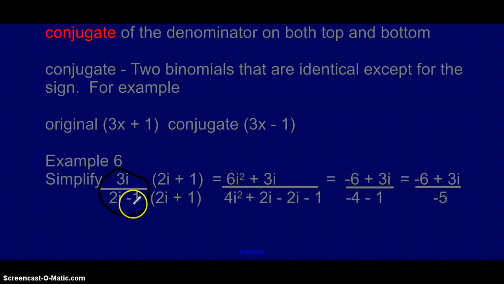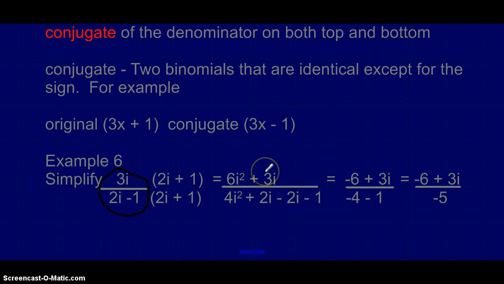So the bottom was 2i minus 1. So in order to change it, I'm going to multiply the top and bottom by the conjugate of 2i minus 1, which is 2i plus 1. Now, if you look here, I've gone ahead and multiplied that out. 2i times 2i is 4i squared. 2i times 1 is 2i. Negative 1 times 2i is negative 2i. And negative 1 times 1 is negative 1. Now on the top, I multiplied 3i times 2i, giving me 6i squared, and 3i times 1, which is 3i. I just distributed the 3i.